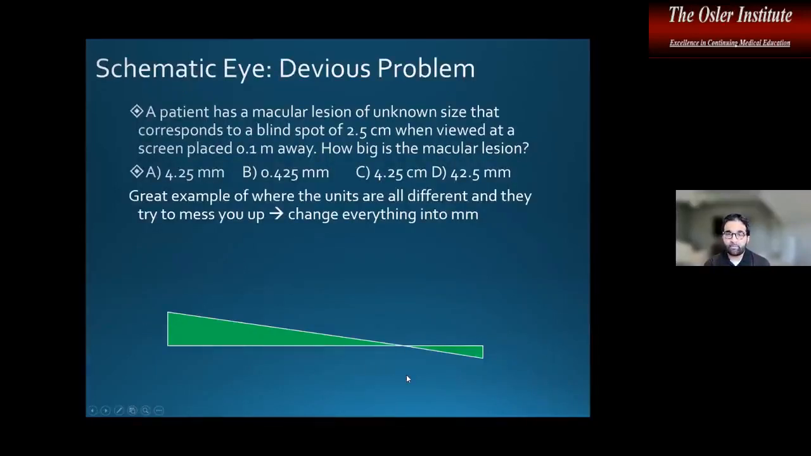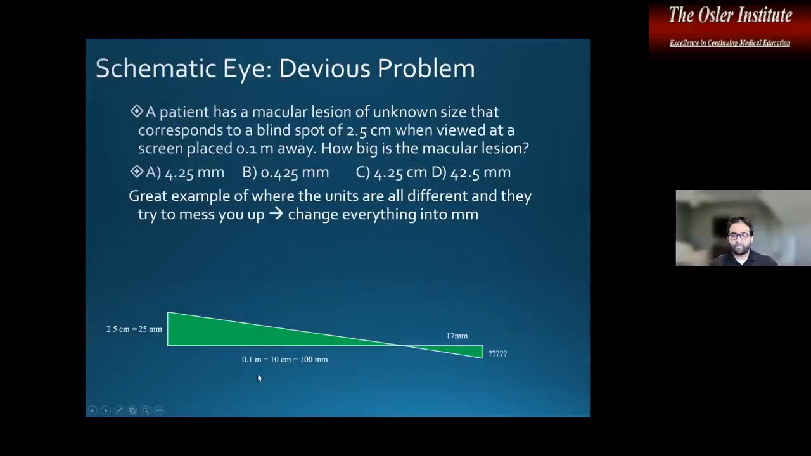Here's an example of a devious problem, where the units are all different, and they try to mess everything up by giving you a couple of things in millimeters, a couple of things in centimeters, and you're like, wait, what exactly is happening there? So this is why I said it's very useful to convert everything into millimeters and then go from there. So this number is always going to be the same. Now they're asking us to calculate for this guy, which is the size of the blind spot inside the eye, and they've given us the blind spot size, and they've given us the distance.